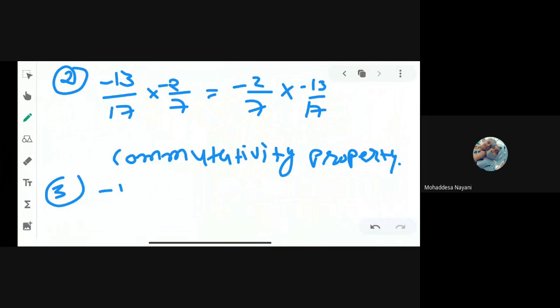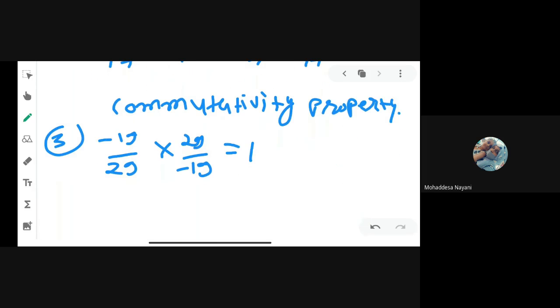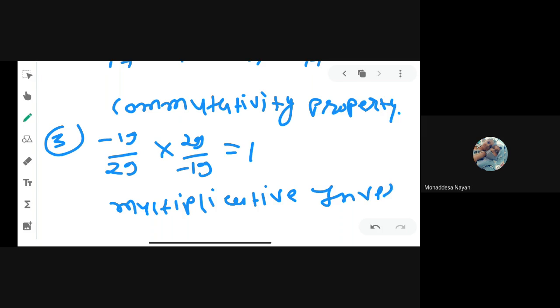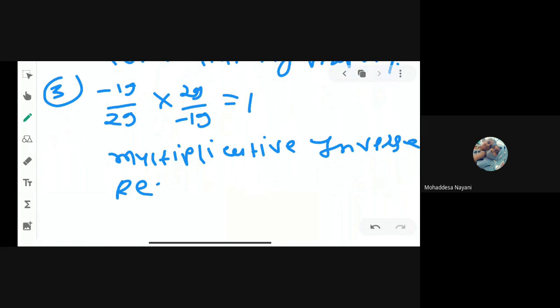Minus 19 by 29 into 29 by minus 19 is equal to 1. Which property are we using here? Multiplicative inverse. Exactly. Good. Multiplicative inverse we are using. It also has another name. Which name? Reciprocal. Exactly. The multiplication of reciprocals is always 1. The multiplication of a number and its multiplicative inverse is always 1.